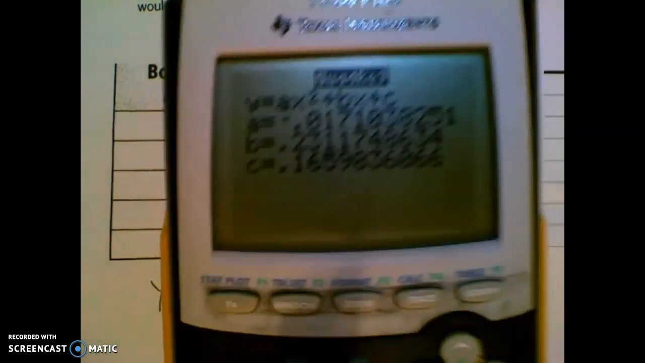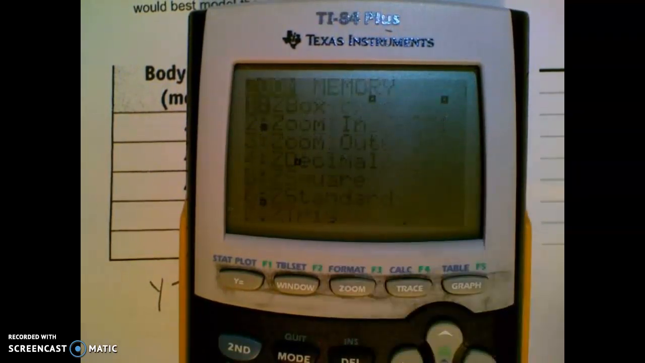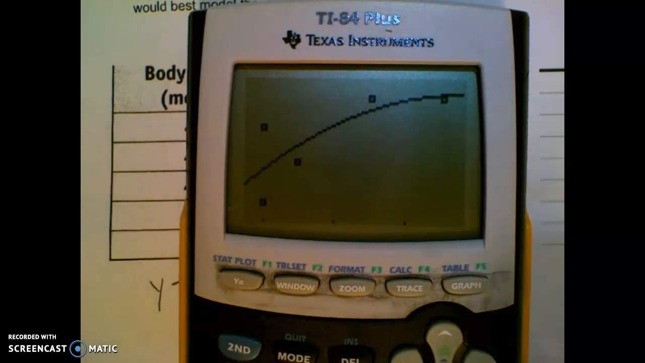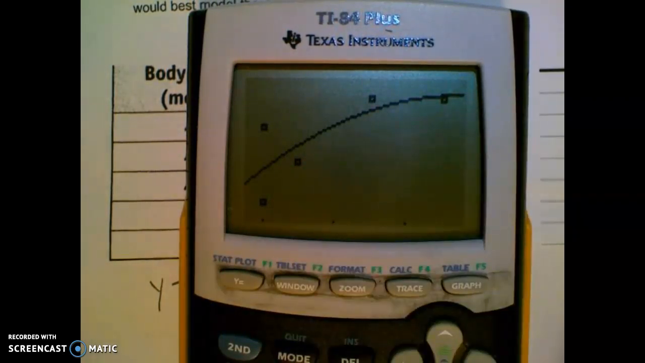Since I turned that regression equation on, I'm going to press zoom 9 just so I can see how it looks. Again, this is not the greatest data set, but I did specifically tell you to do quadratic, so it doesn't really matter that it doesn't fit. That's just the one I told you to do. So quadratic, the best it can do is this, and that's the equation I'm looking for.